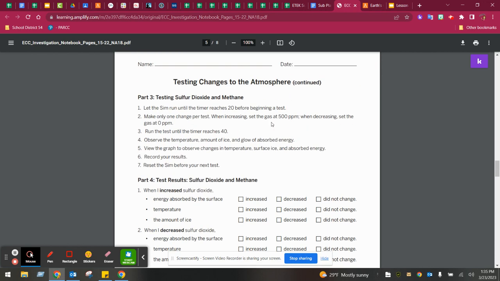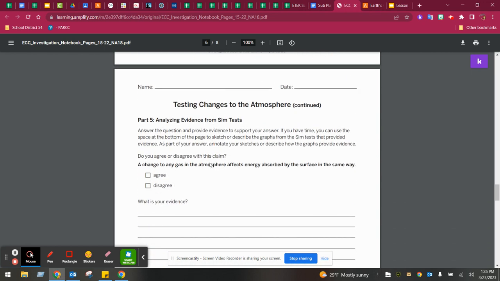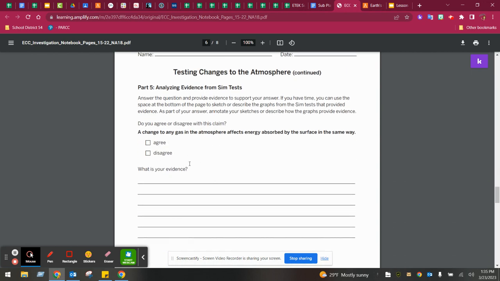Once you are finished testing each of the different gases, you're going to come back to those questions. Remember, our initial statement was that a change to any gas in the atmosphere affects the energy absorbed in the same way. Do you agree with that or disagree? And then make sure you provide evidence from your actual sim. Give specific details, not just because they were different or because they were the same.